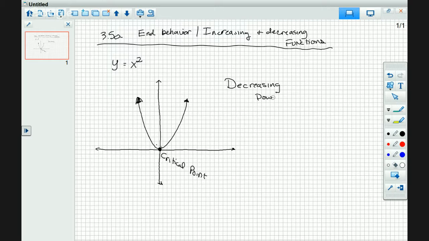So decreasing, we're going down to the right. Simple as we can put it, down to the right. And increasing is up to the right. Conceptually, that's what we're looking at on a graph. So here we are decreasing for x less than 0. We are increasing for x greater than 0.